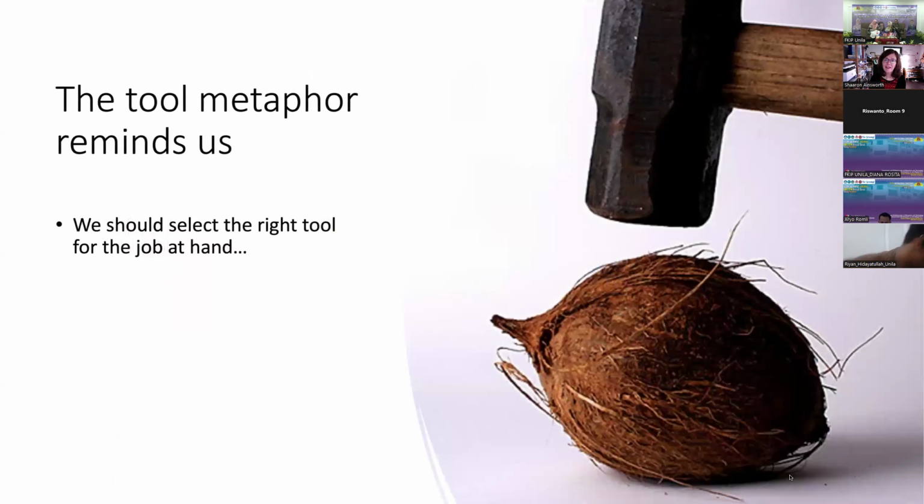But I would say if we think of them as tools, it helps us think about selecting the right tools for the job at hand. You would choose a large hammer to crack this coconut. You wouldn't choose a screwdriver potentially or a pen. So we should always select the right tool for the job at hand. Don't just say always use pictures and text. Think about why you're using the representations you're using.